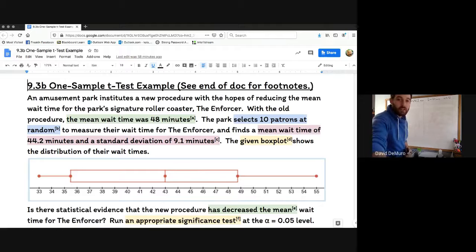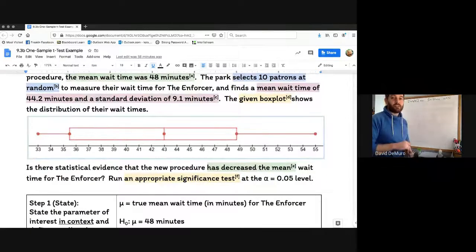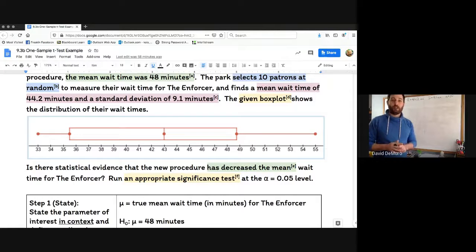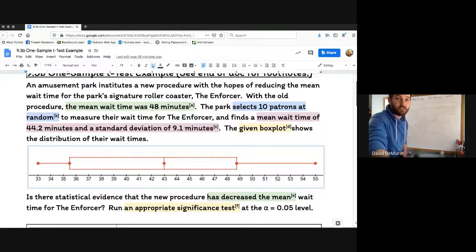The box plot here shows the distribution of their wait times. And the question is, is there statistical evidence that their new procedure has decreased the mean wait time for the Enforcer? And we're going to run an appropriate significance test at the alpha 0.05 level to tell if we have enough evidence that their mean wait time has decreased.